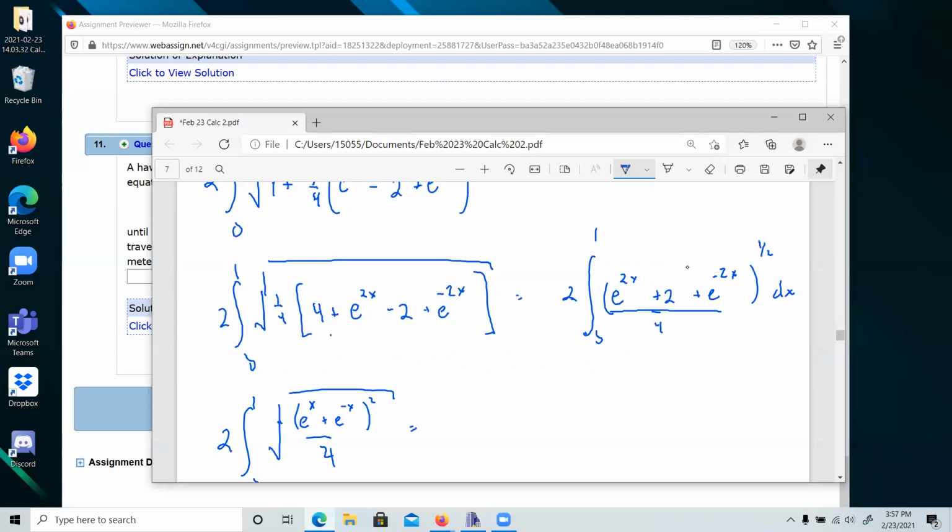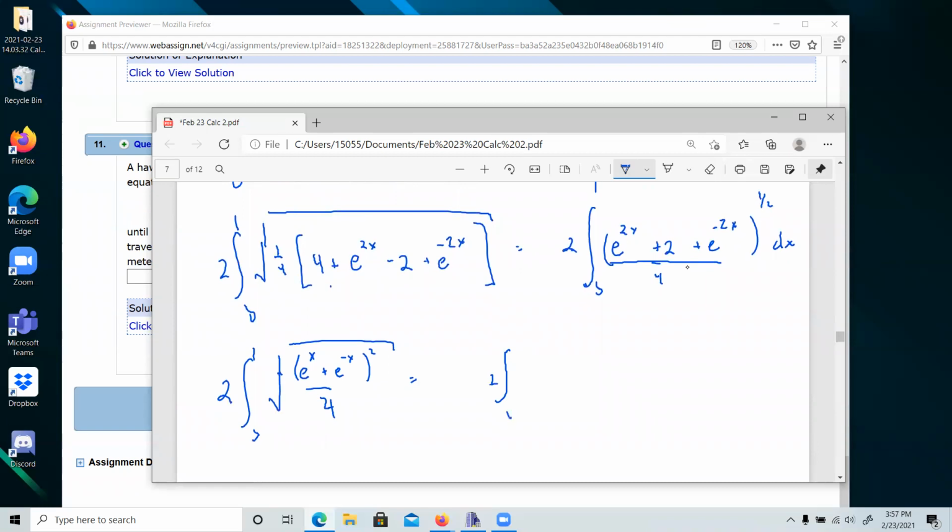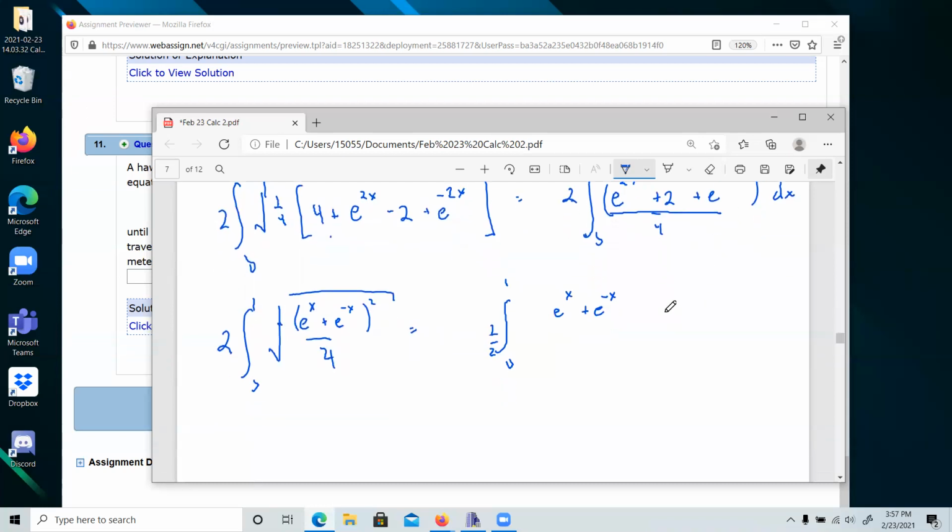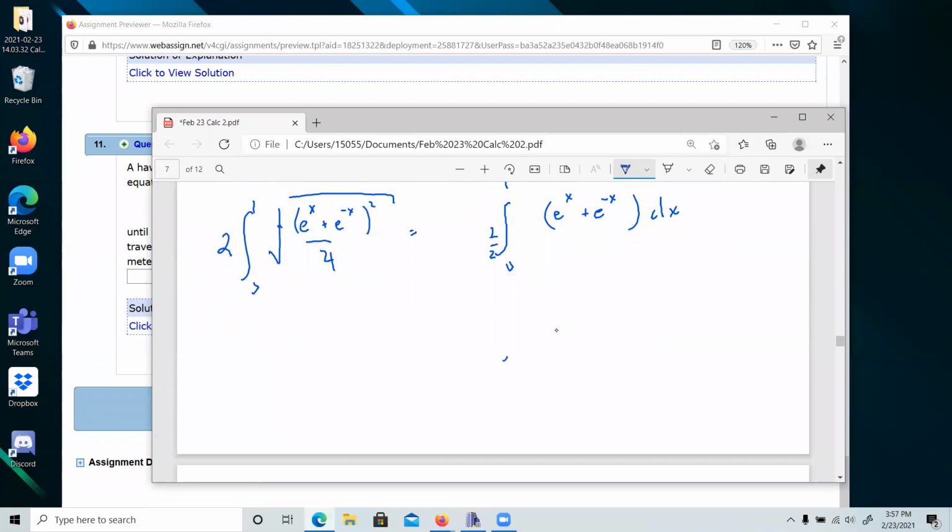And that is going to be 2 integral 0 to 1 of e to the x plus e to the negative x. I'll put the 4 out in front. Actually, the square root of that is going to be over 2, isn't it? So we have 2 over 2 here. And then integrate that, we have e to the x. Integrate that, we have minus e to the minus x. And I'll leave the 2 in there. Oh, that is integrated. We're done.